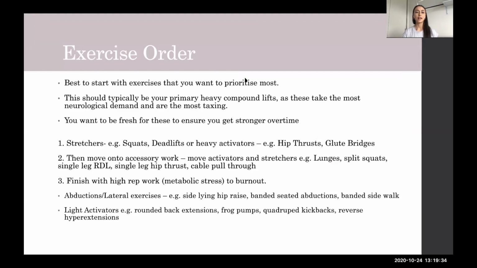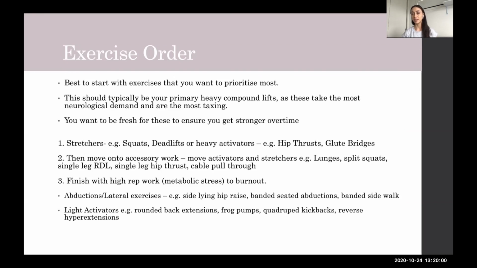Now looking at exercise order, it's best to start with the exercises that you want to prioritize the most. So if your glutes are of focus, then definitely start out with your glute focus exercises, as well as your heavy compound lifts. Your heavy compound lifts like your squats or your deadlifts, they are very technical, so they take a lot of brain energy. You really need to focus. So it's best to start when you're fresh.